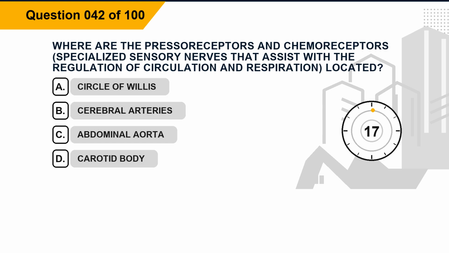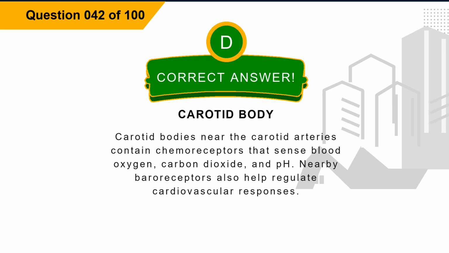Question 42. Where are the pressoreceptors and chemoreceptors, specialized sensory nerves that assist with the regulation of circulation and respiration, located? Option A, circle of Willis. Option B, cerebral arteries. Option C, abdominal aorta. Option D, carotid body. The correct answer is option D, carotid body. Explanation. Carotid bodies near the carotid arteries contain chemoreceptors that sense blood oxygen, carbon dioxide, and pH. Nearby baroreceptors also help regulate cardiovascular responses.